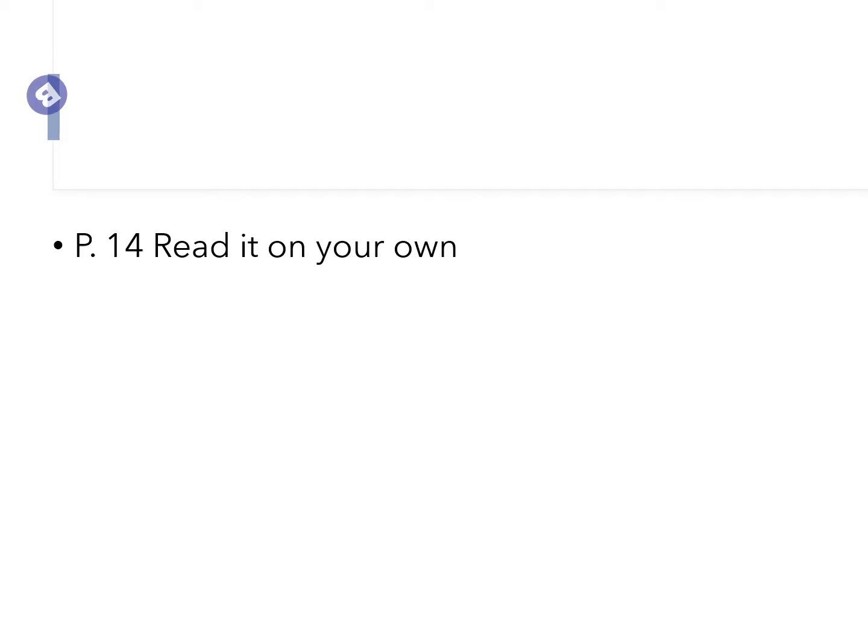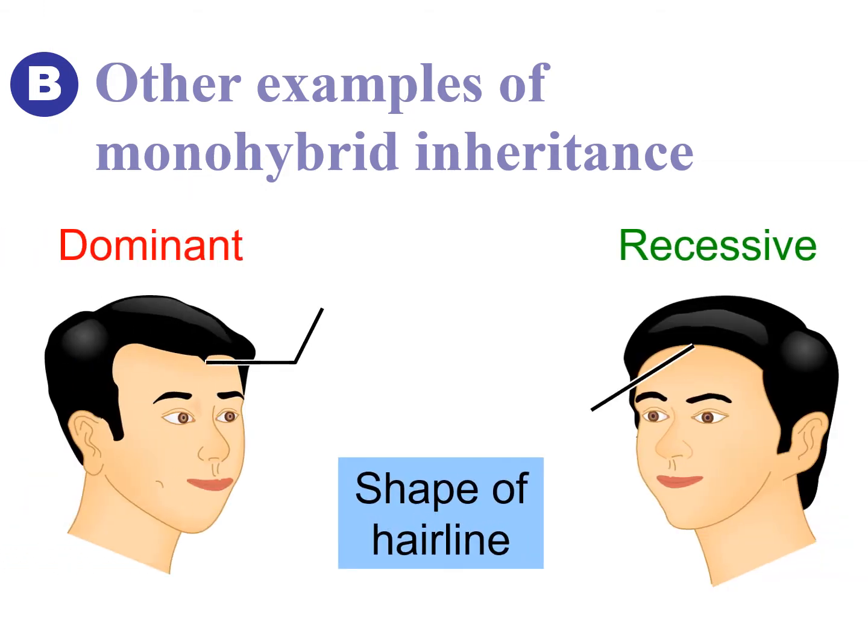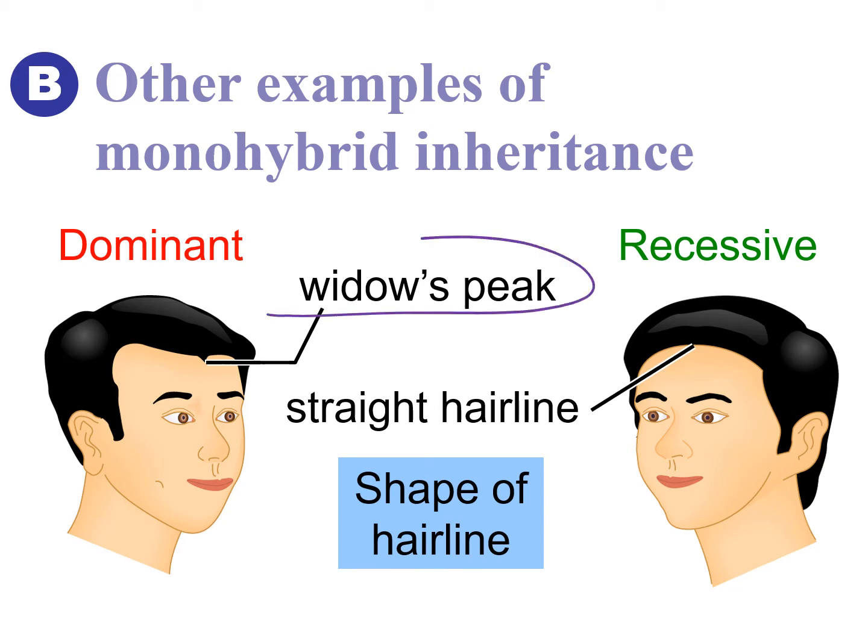Let's start. There are many examples of monohybrid inheritance, and on page 14 of your book, you can actually read it on your own, and I will give you just some pictures and examples for easy reference. For the hairline, you have different types. You have the window peak, like this. It can be a dominant character as homozygous dominant or heterozygous. You will show the window peak. And for the recessive character, you will only have the strict hairline. It has to be homozygous recessive.